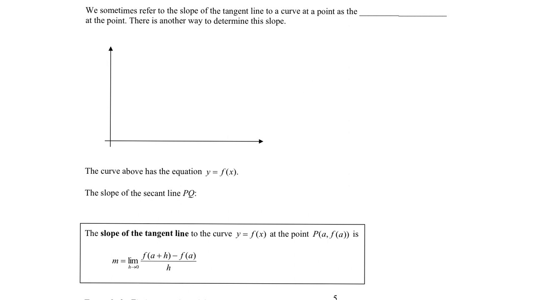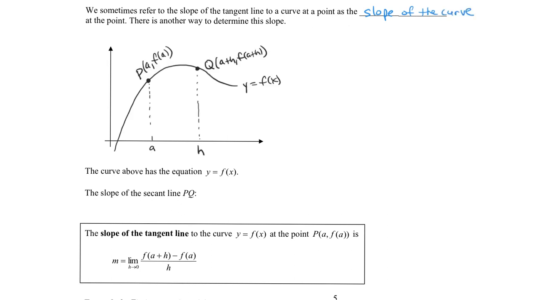So sometimes we refer to the slope of a tangent line to a curve at a point as the slope of the curve at the point. So let's look at this next setup here. You get something very similar. We've got this curve y equals f of x. We've got this point P right here, which is the point A, f of A.